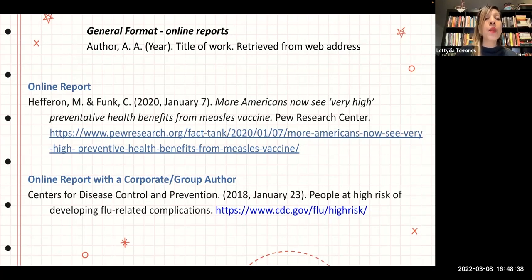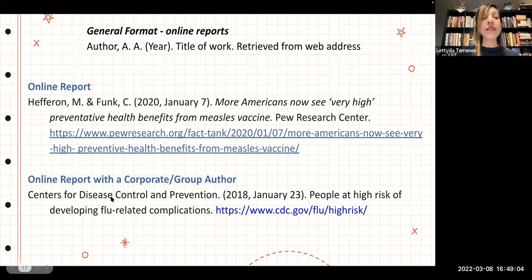When you have an online report, you could have authors that have written it, or sometimes you don't. You have the name of the organization. For instance, the second example, Centers for Disease Control and Prevention. I got this from this website and there's no author, but I want to cite this article that they have called People at High Risk of Developing Flu-Related Complications.